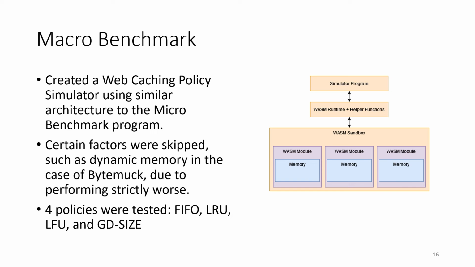To validate the correctness of our program, we compared the results to an existing C implementation of the same algorithms. Each algorithm was tested using a trace file that contains 1 million cache requests. This translates to 1 million calls into the WebAssembly machine, one for each cache request. For each caching policy, we ran through the test file 10 times, averaging the results.